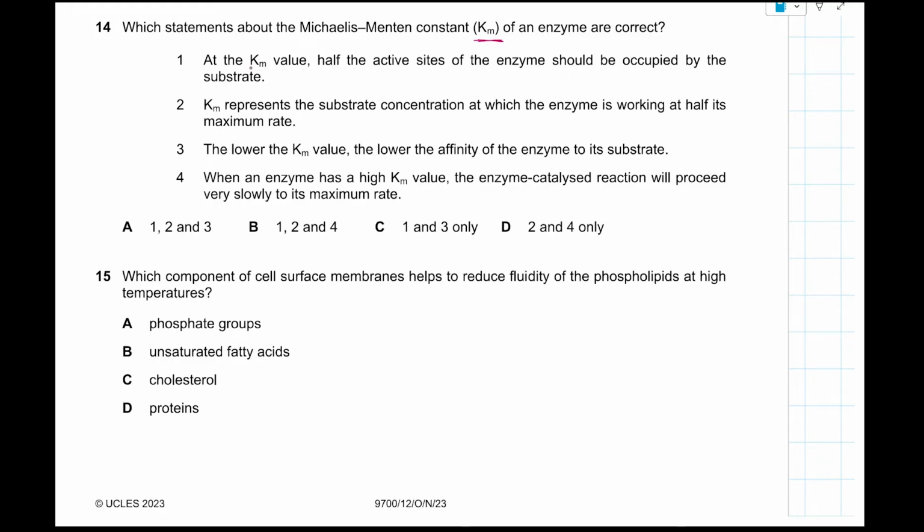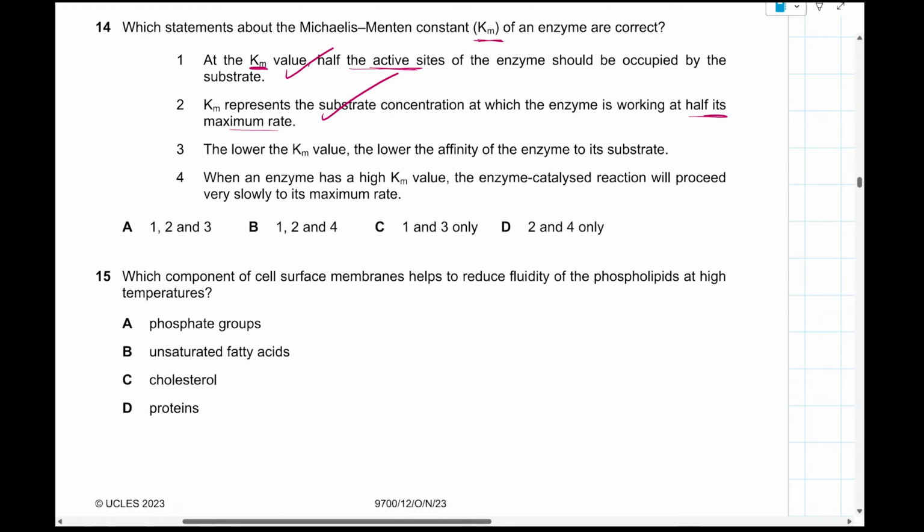For one, at the Km value, half the active sites of the enzyme should be occupied by the substrate. So this is correct, because as we said, the definition of Km is the substrate concentration where an enzyme acts at half of its Vmax. Therefore, half of the active sites of the enzyme should be occupied, because it's half Vmax. Therefore, this is correct. For 2, Km represents the substrate concentration at which enzyme is working at half of its maximum rate. So we just mentioned this is correct.